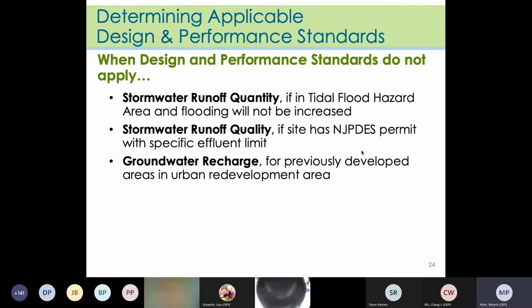These specific exemptions were discussed earlier in Module 1. Water quantity is exempt if it's in a tidal flood hazard area and flooding will not increase. Water quality is exempt if the site has an NJPDES permit with specific effluent limits, and groundwater recharge is exempt for previously developed areas in an urban redevelopment area. The last one will also be discussed in part 2 of how to review a project in a bit. So I'm not going to get into depth with this, but the reviewer has to be aware of them.